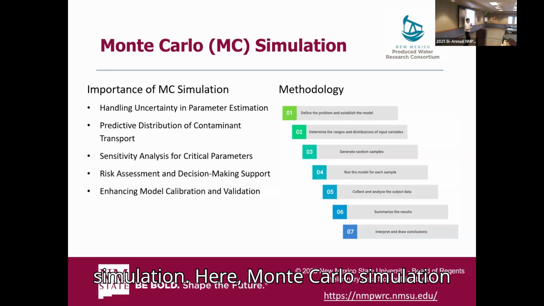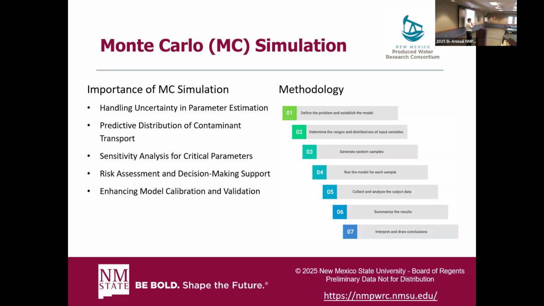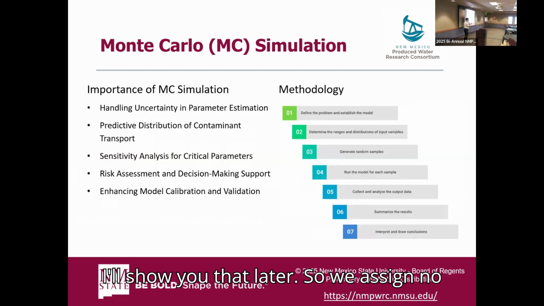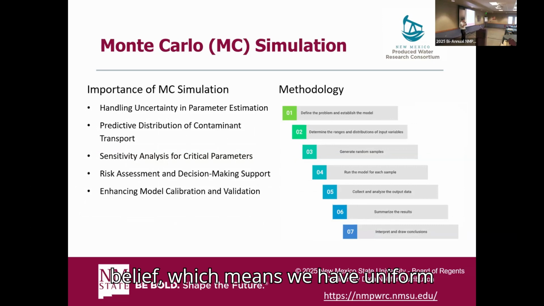Monte Carlo simulation means, so all those unknown parameters, we don't know what values work best for your observed breakthrough curve. So initially, we have no confidence in any of those values range. Each parameter has a range, and we have no confidence or no belief on any specific value of each of those parameters. So initially, we have no confidence, so we assign, I'll show you that later. So we assign no belief, which means we have uniform belief.